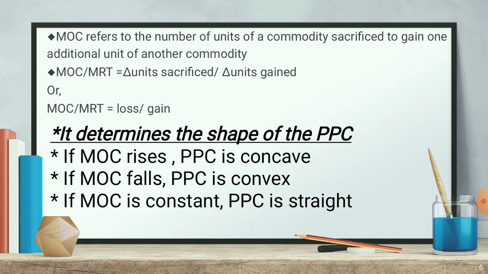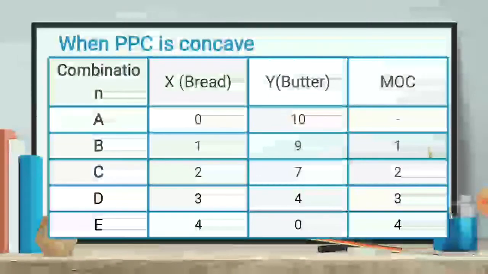Here it is very important to know: if marginal opportunity cost rises, the shape of the production possibility curve will be concave. It is very important to understand, so pay attention properly. If marginal opportunity cost falls, the production possibility curve will be convex. And if marginal opportunity cost is constant, the production possibility curve will be a straight line. How? Let's see with an example.